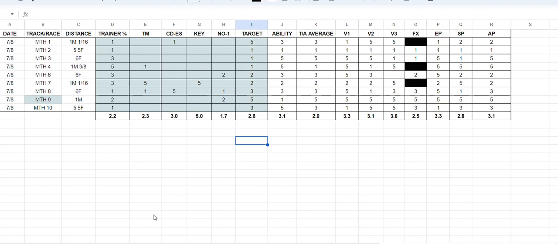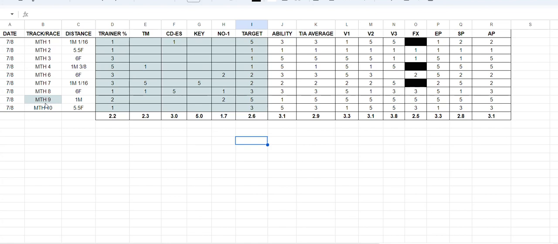Okay, what we're looking at here is the card from the other day, Monmouth 1 through 10. What I wanted to do is get a general idea overall, not looking at how I bet the race and played my tickets, but overall, how did the handicapping do? How did the factors perform?